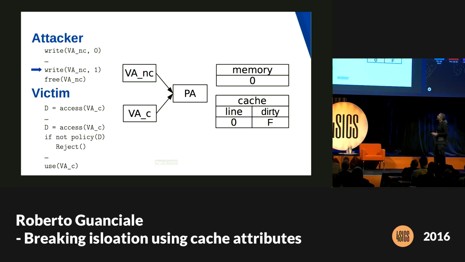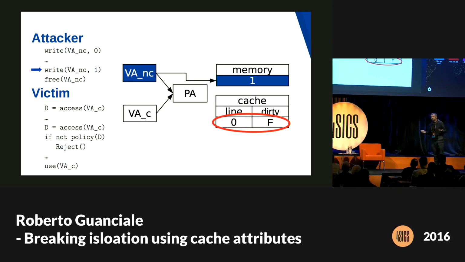The attacker is scheduled again. This time it writes 1, again using the non-cacheable alias. But again, the cache is completely bypassed. The attacker writes 1 directly into the memory, and the cache is completely bypassed.